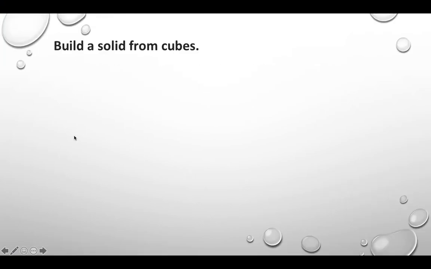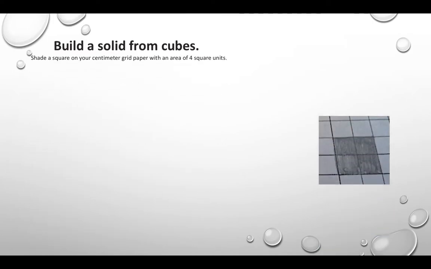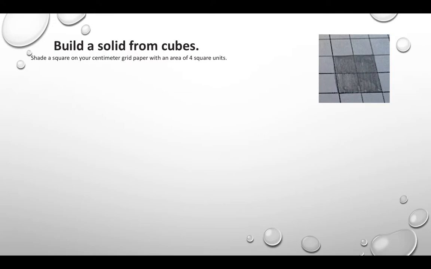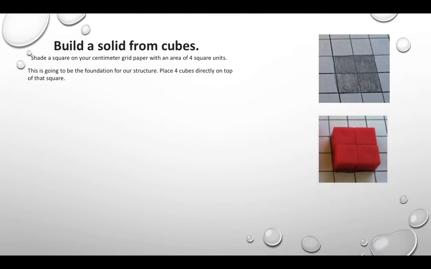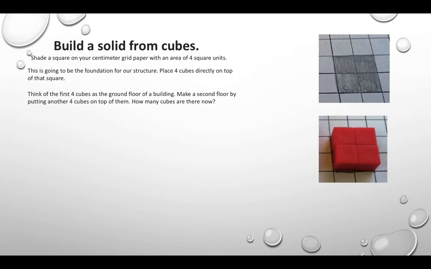So we are first going to be building a solid from cubes, and I know this is kind of tough because you don't have cubes at home, so just bear with me on this first slide and just pay attention and listen, and do the stuff in your head. So we're going to shade a square on your centimeter grid with an area of 4 square units. First I would shade those 4 squares in, and then I would build a foundation, which means I would take 4 cubes and place them directly on top of those squares. This is kind of like building a house. Think of the foundation, the basement, as the bottom layer of a house. So those are going to be our first 4 cubes. These 4 cubes are the ground layer of a building.